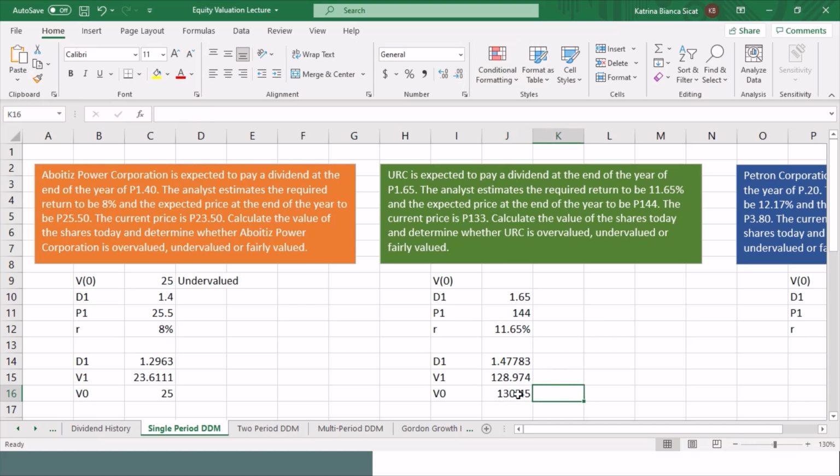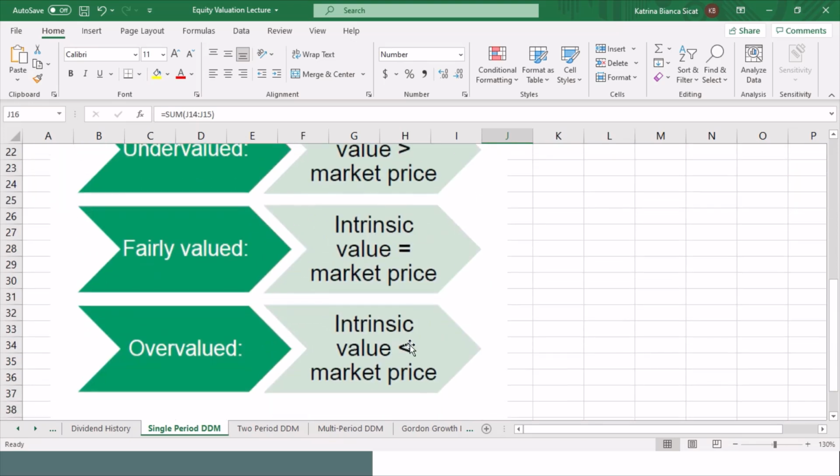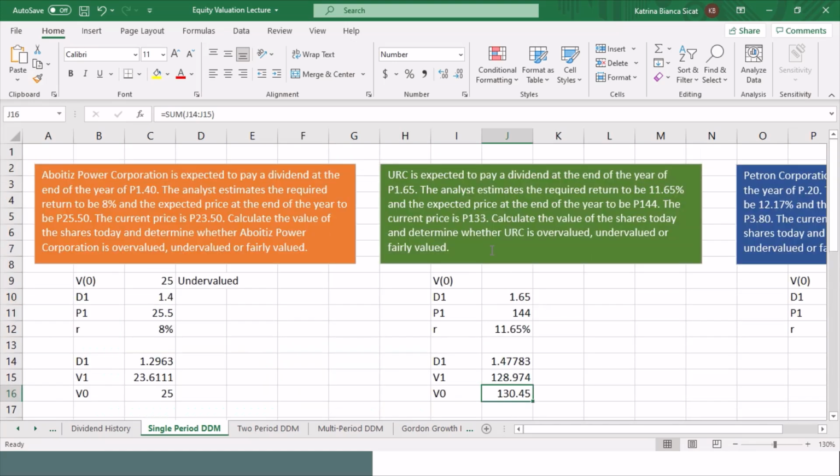Okay, so is it overvalued, undervalued, or fairly valued? The current price is 133. Again, same scenario dito, no? Okay. Current price is 133 in the market. Alright, ulitin natin, the intrinsic value, is it more than... Sorry, nalito na tuloy ako. If the intrinsic value is 130, is it greater or less than the market price? Okay, so ang answer natin, it's less than the market price. So, ibig sabihin, the current market price is overvalued. Masyado siyang mahal. Kasi ang presyo niya lang talaga is 130, pero binibenta siya at 133.